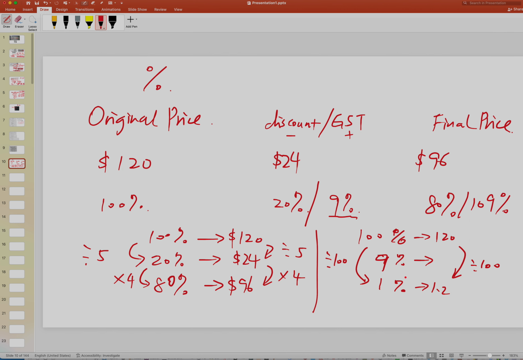So from 1% to 9%, you times the 9, right? So therefore this one also times the 9. Does it make sense? So it's 10.8. So therefore the GST is $10.8. Oh, by the way, I do these two questions separately. They're not linked. So therefore, if GST is 10.8, add to the original price, that is 130.80, right? So this is one of the practical applications of percentage. Does it make sense? Okay, so done.